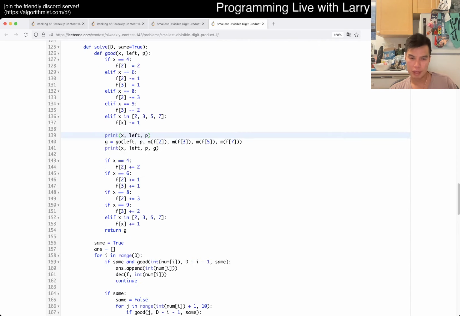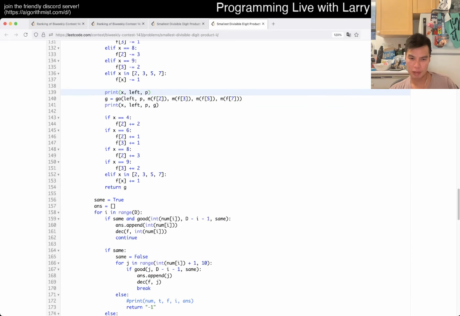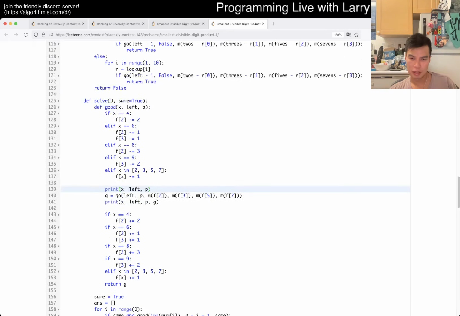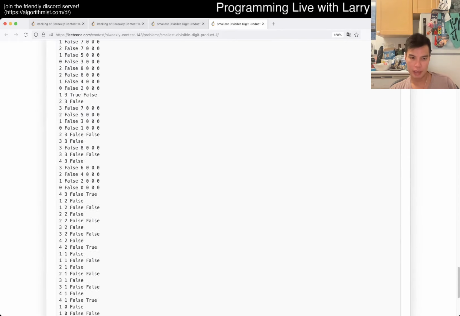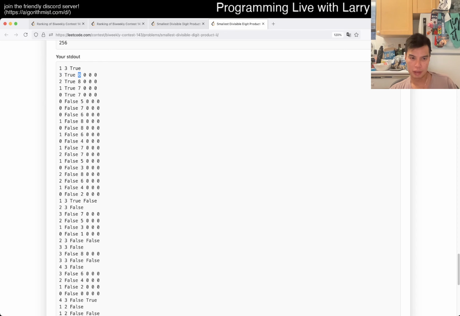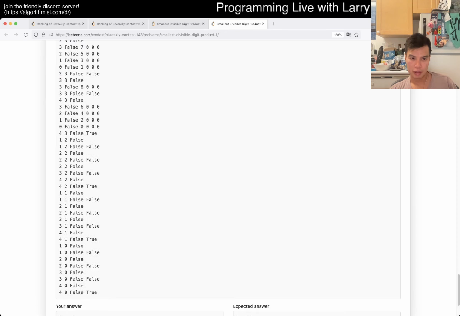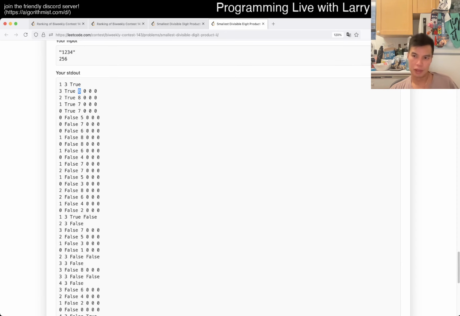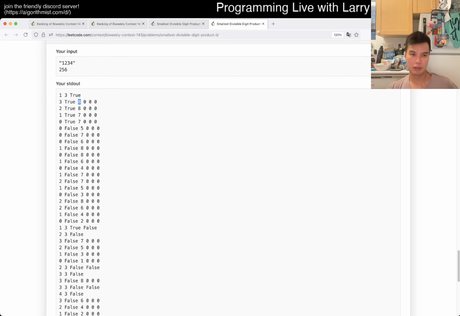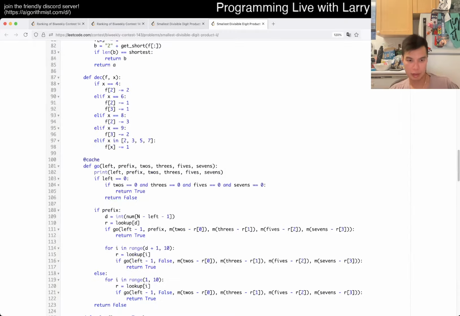Three digits left, is that right? Maybe this is off by one, is why. No, 3 digits left is right. We have 8, right? And so this. We try the second number, which. Okay, let's actually then.